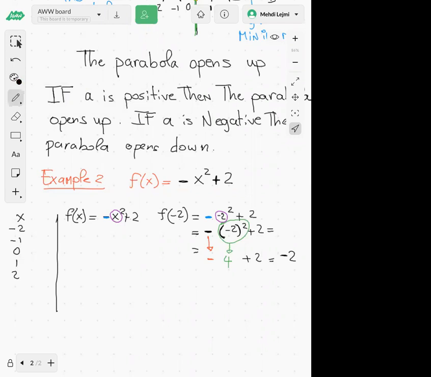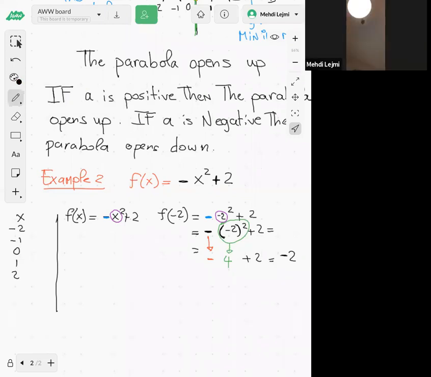So just be careful. What I'm saying here is that f of -2 is actually equal to -2. It's not 6, right? It's -2. So the answer here is -2.